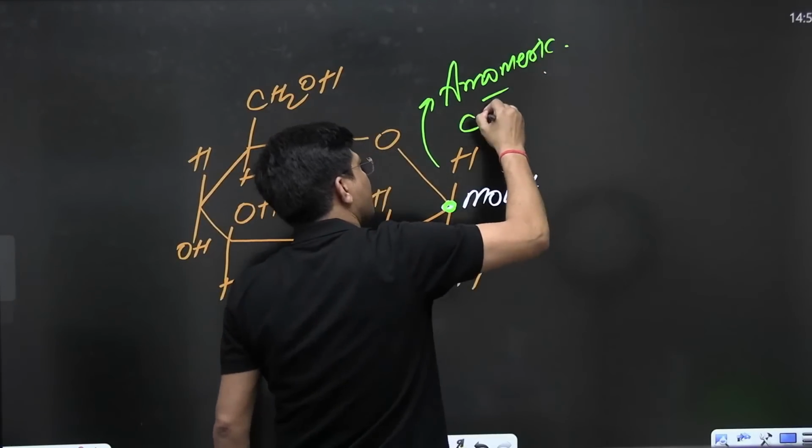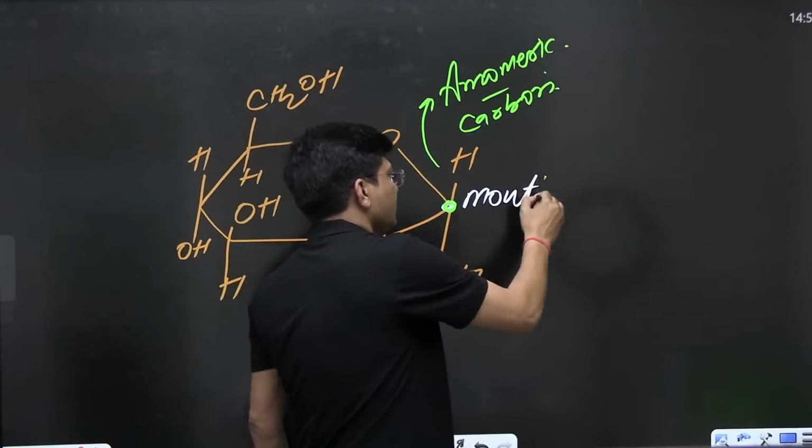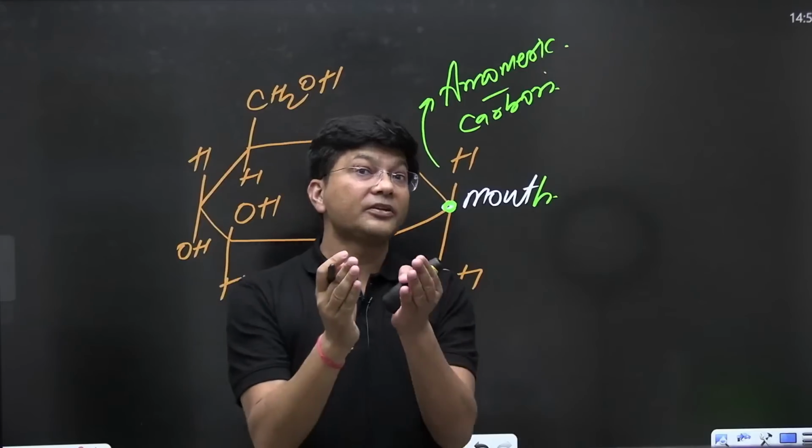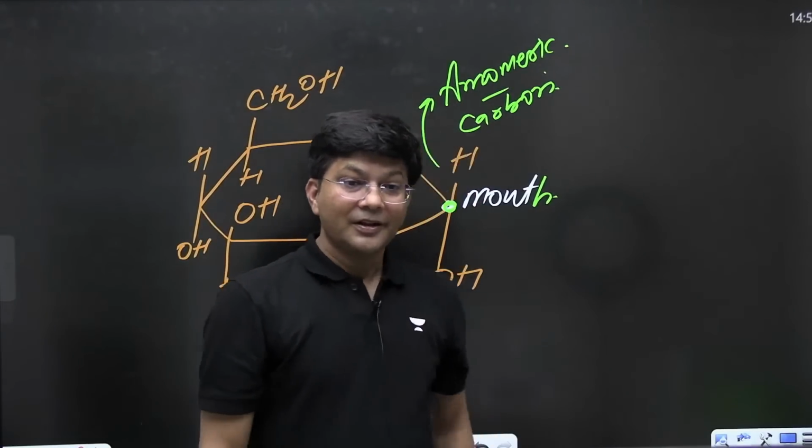This anomeric carbon, was it permanently closed, or was it moving, in equilibrium between open chain and closed chain? Just let me know in the chat section.